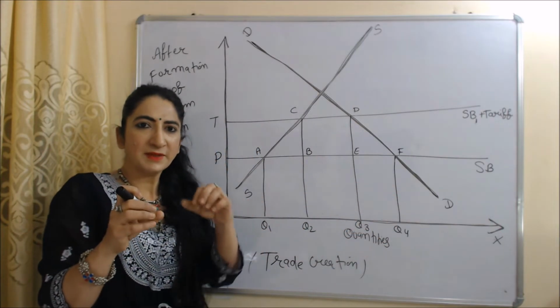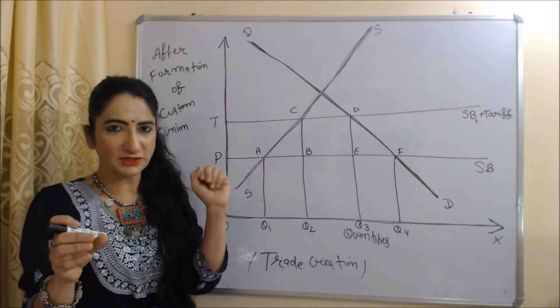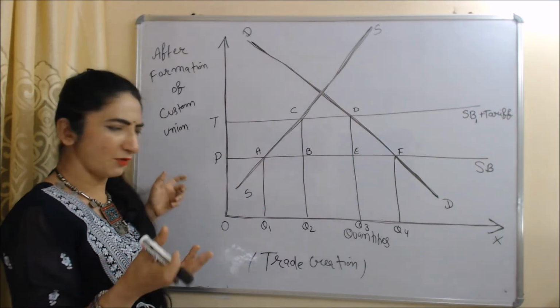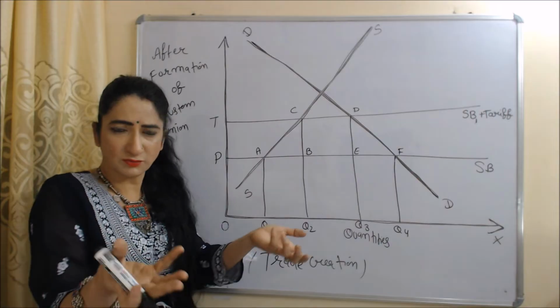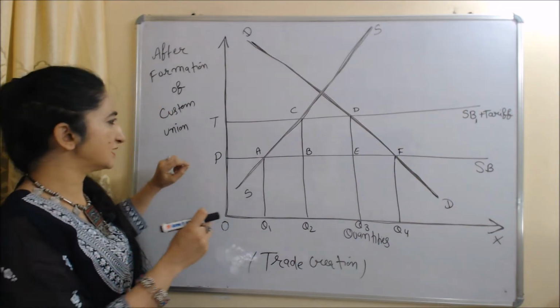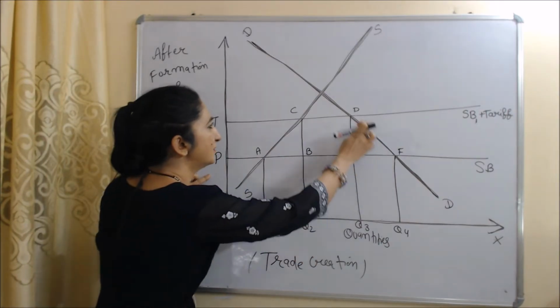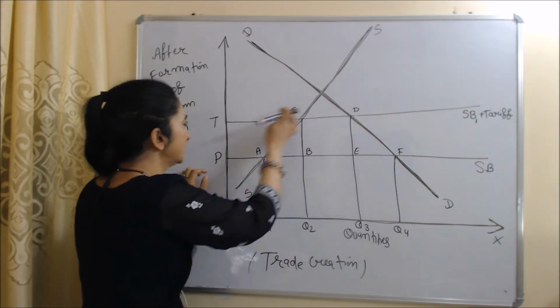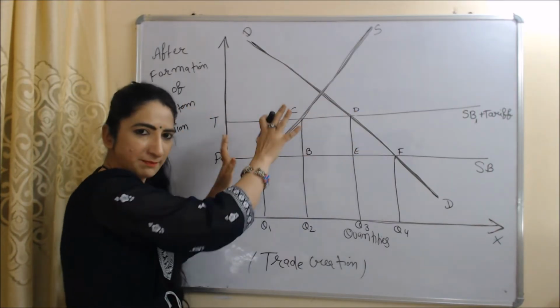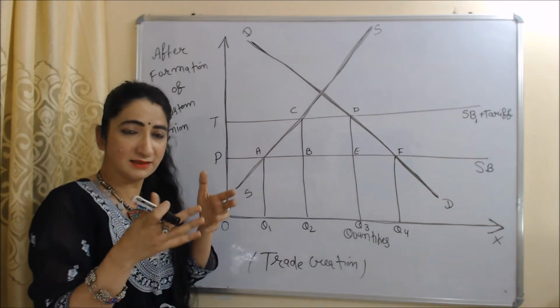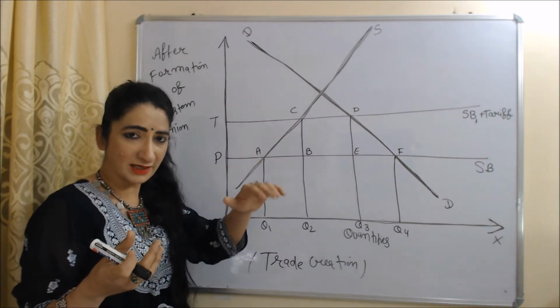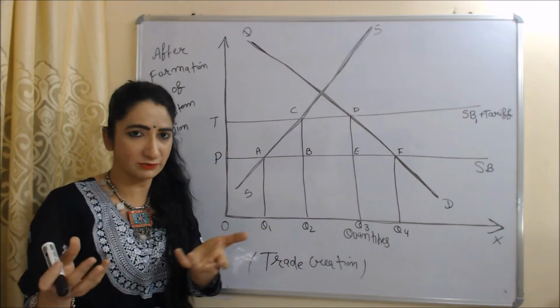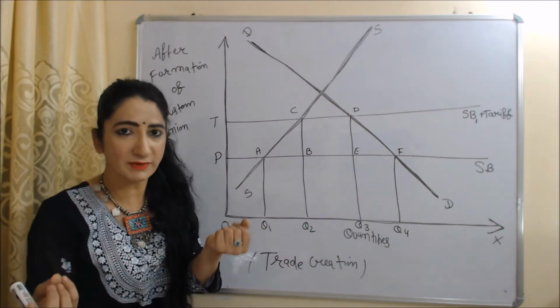Now we will see consumer surplus after the formation of the customs union. Obviously, now the price has reduced, so consumers will gain. Consumer gain is equal to PFDT. This area PFDT is consumer surplus, but this is not the net gain of consumers because it includes the loss of producer surplus and the loss of government revenue.